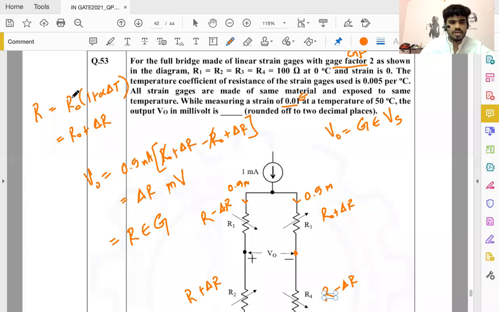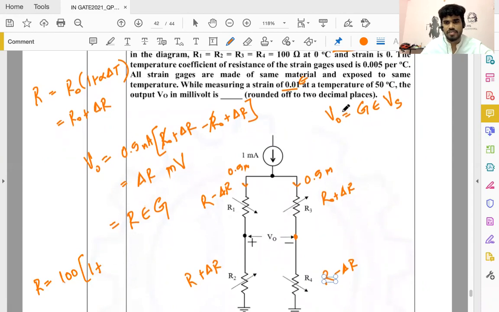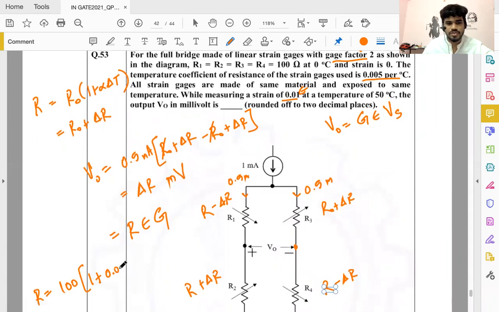R naught is at 0 degrees, but that we can easily find because alpha is given. So your R, you know epsilon and G. Your R is the 0 degree Celsius resistance R naught into 1 plus alpha delta T. Alpha is given, 0.005, into 100, this is your R naught. Oh, sorry, not into 100. The rise is 50 degrees, into 50. So you have alpha here, and delta T here. Okay, that's it. So we know all of this. We can find what is V naught.